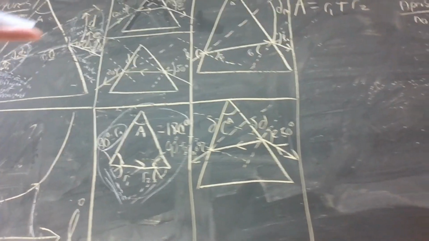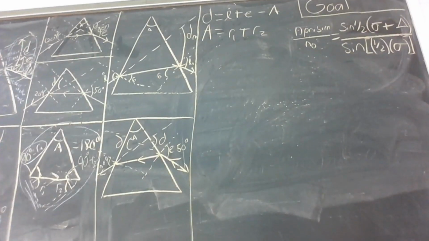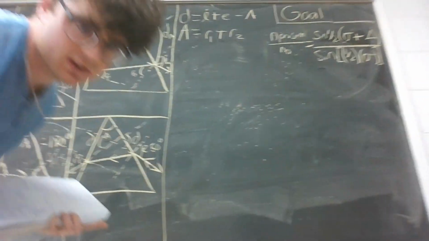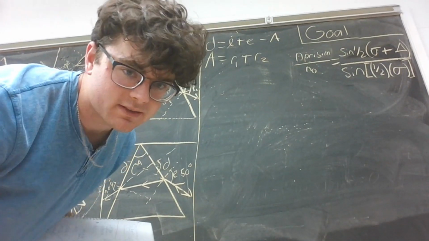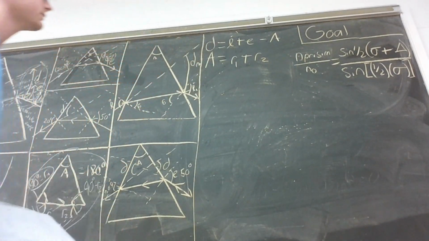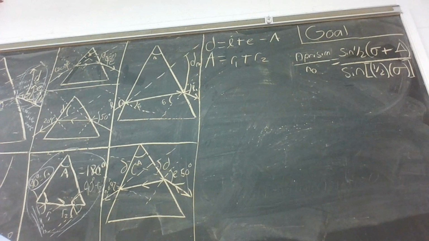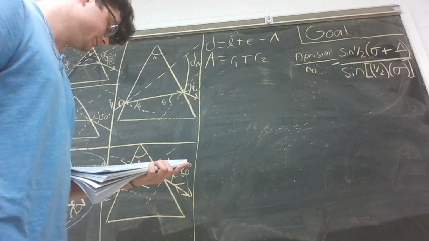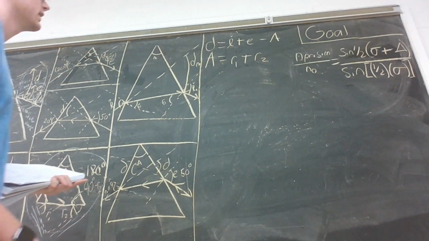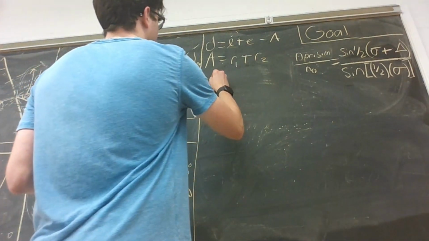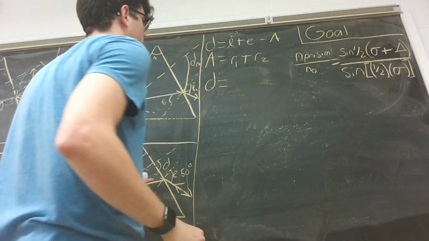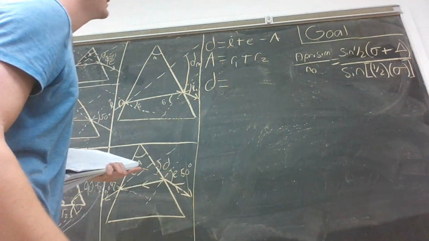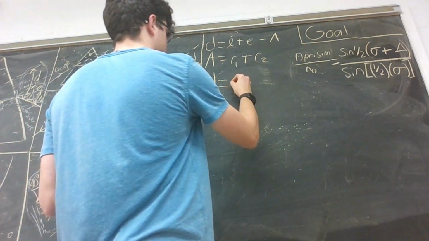Now because they're equal to each other, and because the angle of emergence and the angle of incidence are equal to each other, we can say, and I'm just going to create my own variable here, D is going to be equal to, we're going to make this I naught.